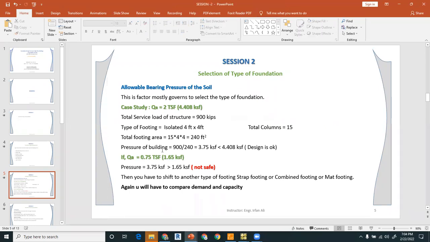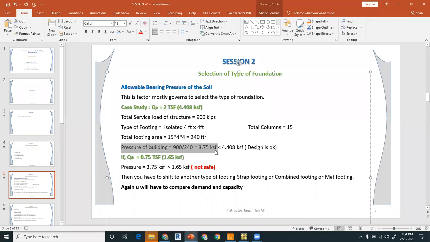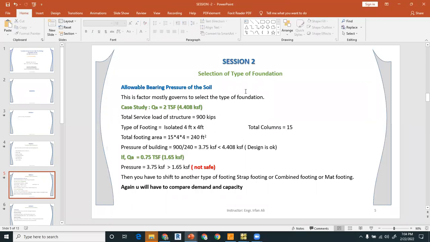So if you divide this 900 by this bearing area, it will be equal to 3.75 KSF, kip per square foot. This is the demand coming from the superstructure, and the available bearing pressure capacity of the soil is 4.408, which is greater than the demand. So the design is okay, right?